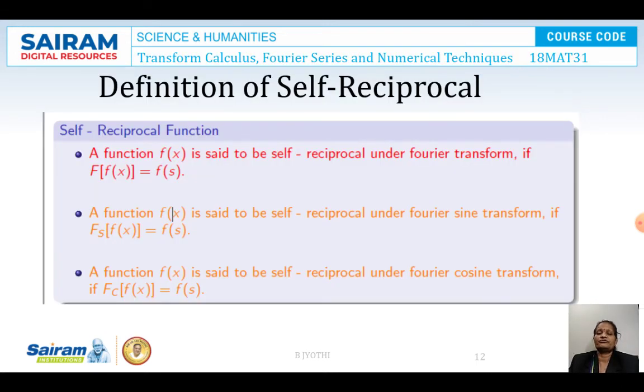Now, the definition of self-reciprocal. What is a self-reciprocal function? A function is said to be self-reciprocal under the Fourier transform if F of f of x is equal to f of s. And it is said to be self-reciprocal under the Fourier sine transform if Fs of f of x is f of s. Similarly for cosine, when Fc of f of x is f of s.